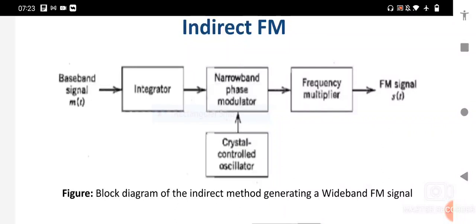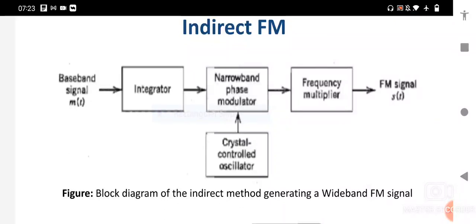Once again, we are substituting the m of t value into S1 of t, the phase modulator output. So what is the S1 of t value? S1 of t is equal to A1 cos 2 pi f1 t plus 2 pi kf integral 0 to t Am cos 2 pi fm t dt. Rearranging that equation, we get the final signal: S1 of t is equal to A1 cos of 2 pi f1 t plus beta 1 sin 2 pi fm t. Here beta 1 represents the modulation index.